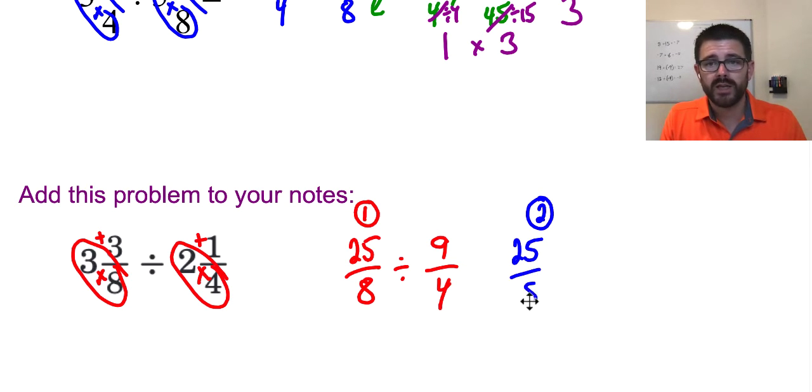First fraction stays the same. Division becomes multiplication. And I flip that second fraction. So it becomes 4/9.